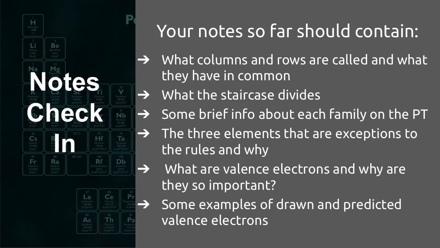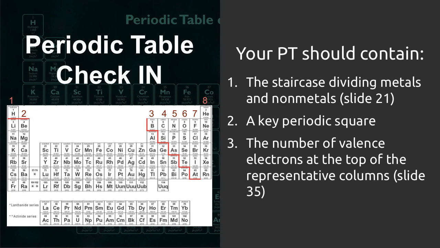So these are just for you to check your notes. So you can pause, look through this, make sure you have all the information that you need. Same thing with our periodic table. You could have colored your families if you wanted, but you absolutely need to have the staircase drawn and your valence electron trend drawn at the top as well.